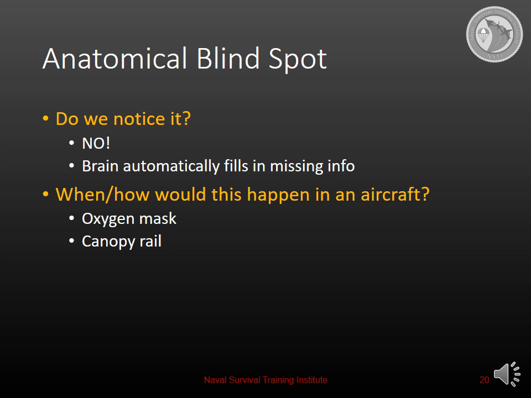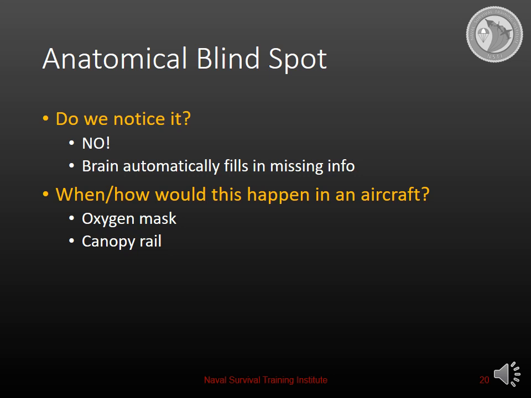Could be your oxygen mask, a canopy rail, the GPS unit that's suction cupped to the window, whatever the case in your cockpit. If there is an object blocking vision of one eye, and you look off to check for another aircraft, a survivor in the water, or any other object that you need to see, if it happens that that object is blocked by something from one eye and it falls into the blind spot of the other eye, you're not going to see it.